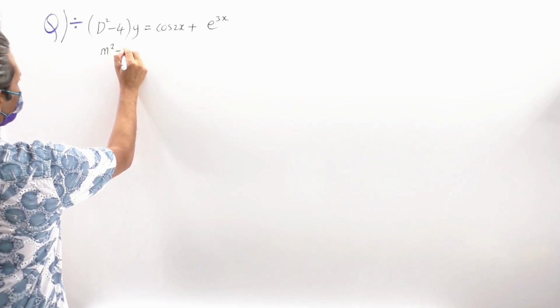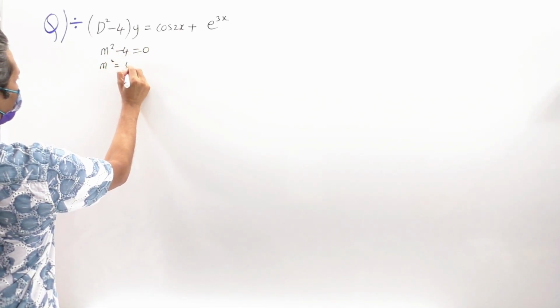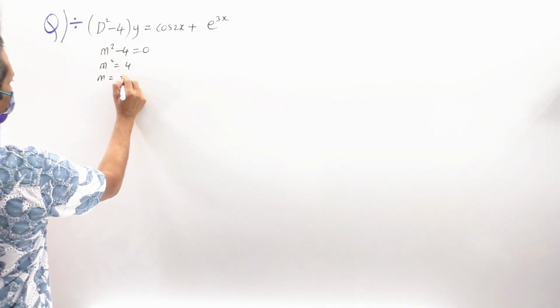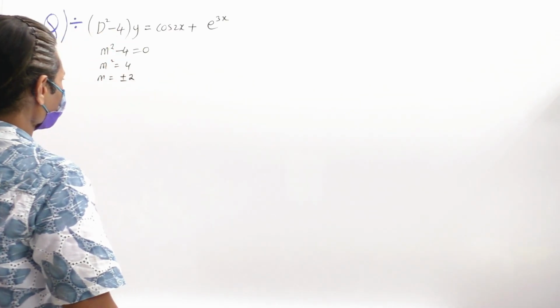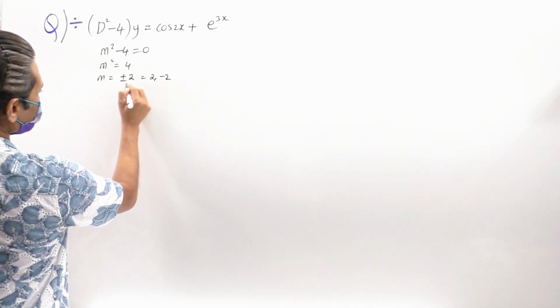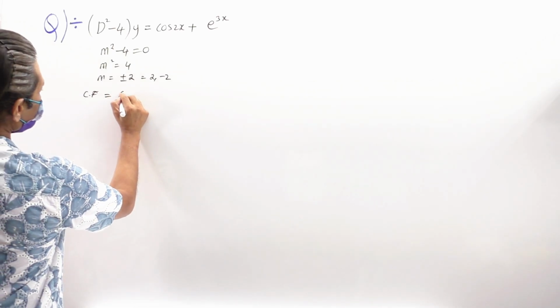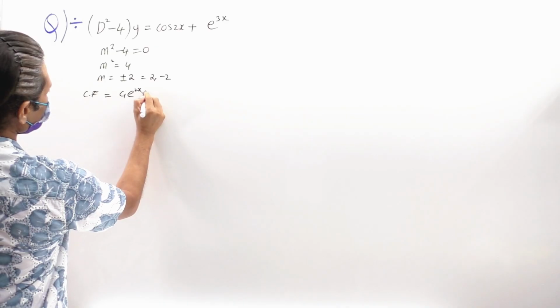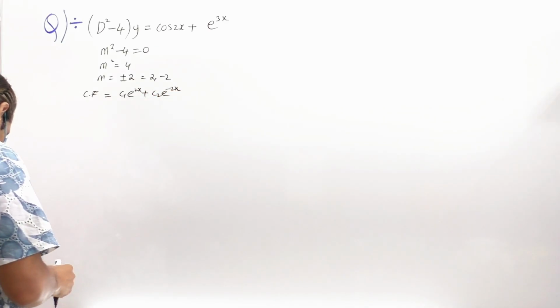So we write the auxiliary equation: m square minus 4 is equal to 0. So m square is equal to 4, which means m is equal to plus or minus 2, correct. So we have 2 and minus 2. Therefore, the complementary function is very simple here. Both are different roots. So C1 e raised to 2x plus C2 e raised to minus 2x is the complementary function here.